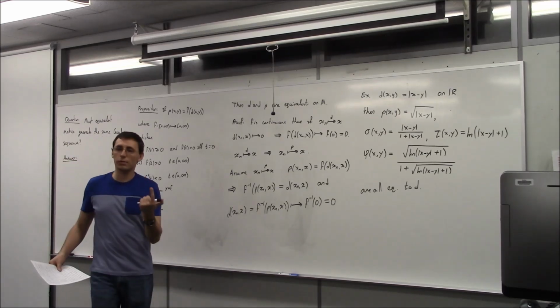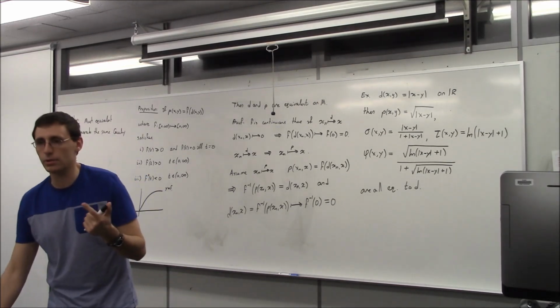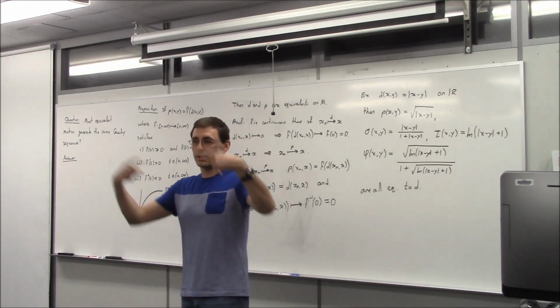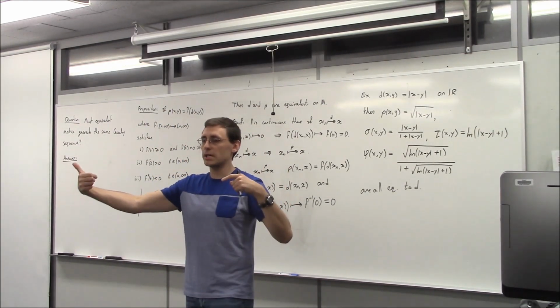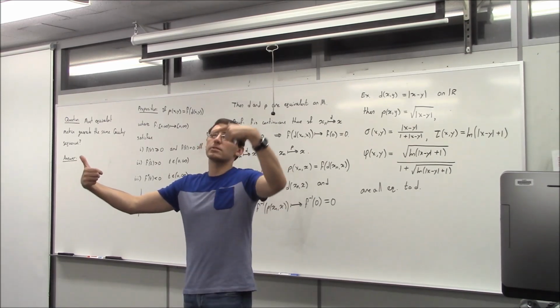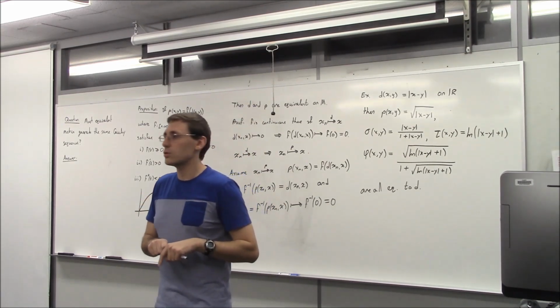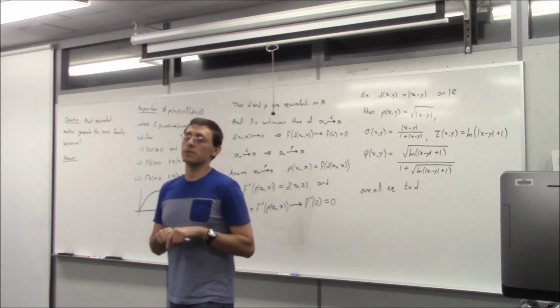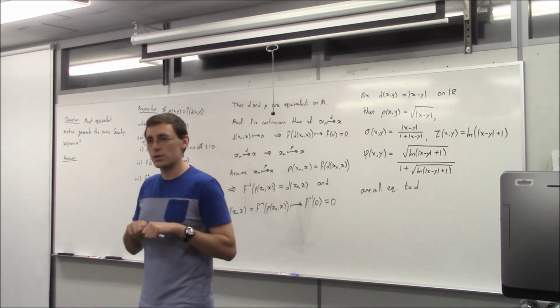Okay, so you understood what equivalent metrics do. They take convergent sequences to convergent sequences. And there is a one-to-one correspondence. One convergent sequence under D corresponds to the same sequence converging under ρ to the same point. Must the sequence respect Cauchy sequences? Sorry, must the distance respect Cauchy sequences?